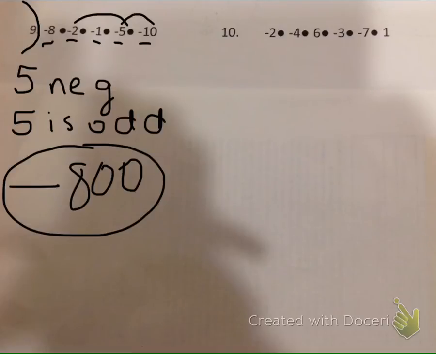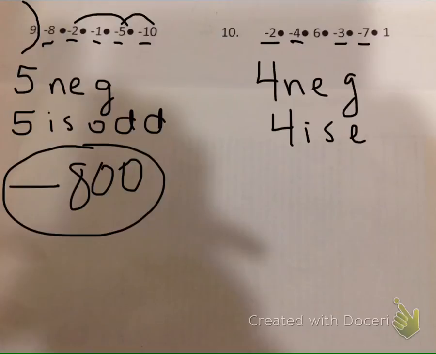This next one isn't so easy to multiply, but right away we could figure out if my answer is positive or negative. I have 1, 2, 3, 4 negatives. 4 negatives, the number 4 is even, so my answer is a positive. Okay, that's out of the way. Now I could do some multiplication here. I think I would do 4 times 3 is 12, and then 12 times 2 is 24. I would try to do as much in my head as I could.